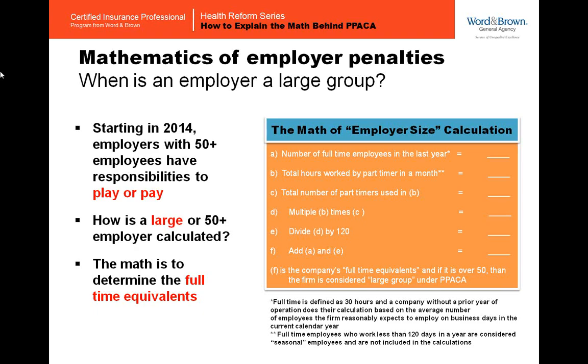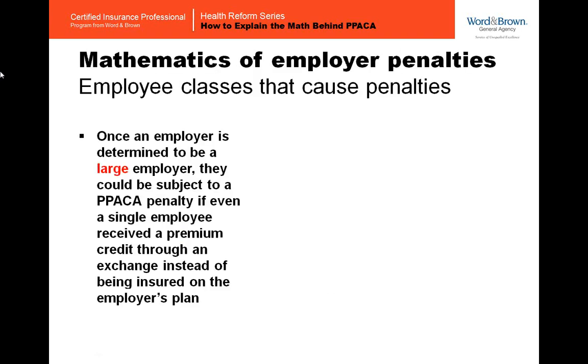But for now, understanding the full-time, seasonal, and part-time are the only three classifications of employees. Before we actually do the math to calculate out the size of a company, I want to take you through those three categories of employees to understand what causes penalties.